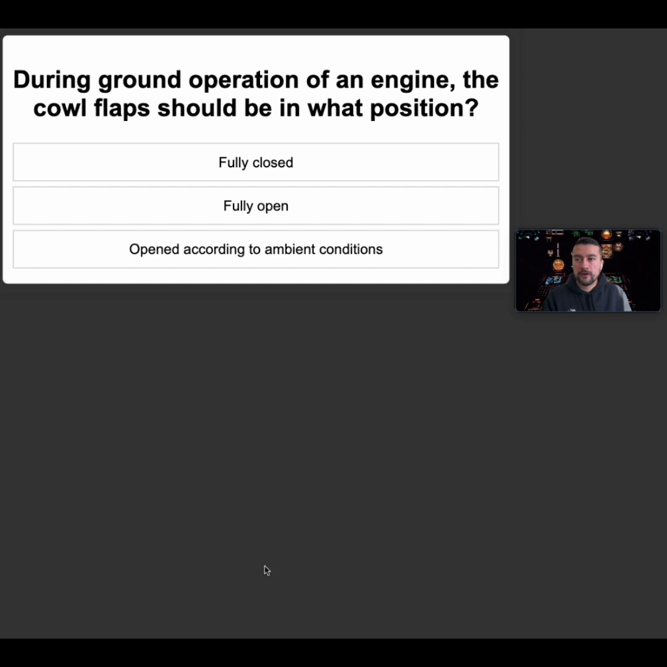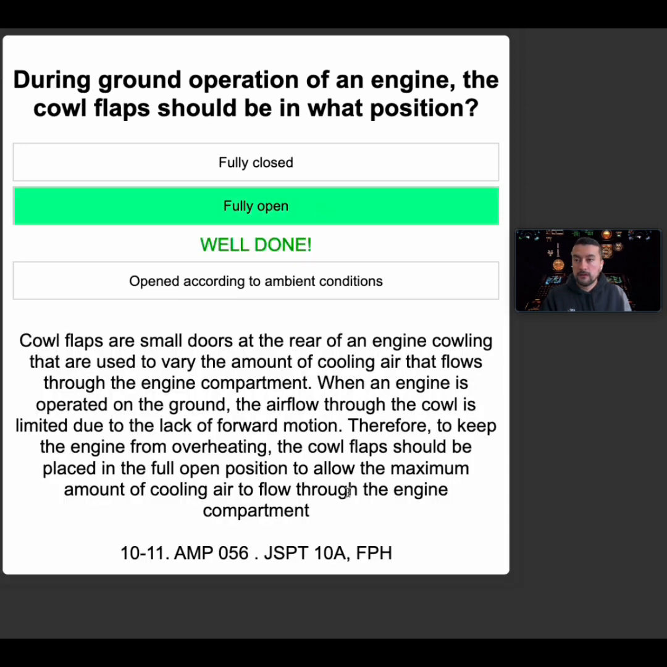Next one. During ground operation of an engine, the cowl flaps should be in what position? We already learned that. They should be in the fully open position. Cowl flaps are small doors at the rear of an engine cowling that are used to vary the amount of cooling air that flows through the engine compartment.